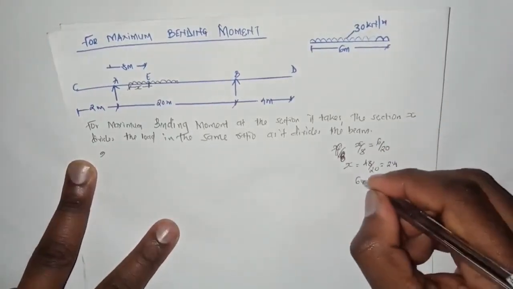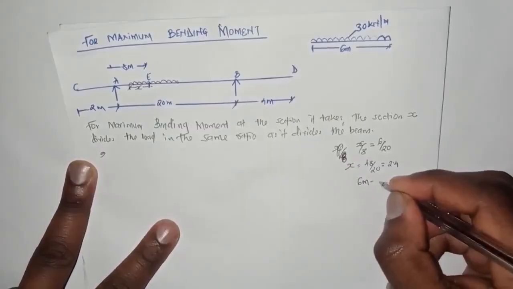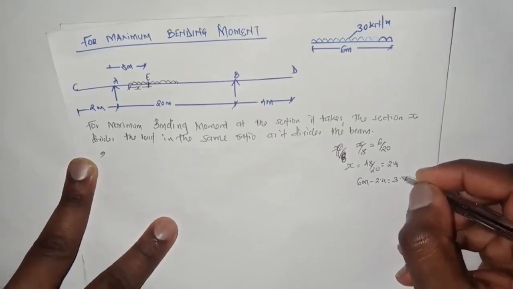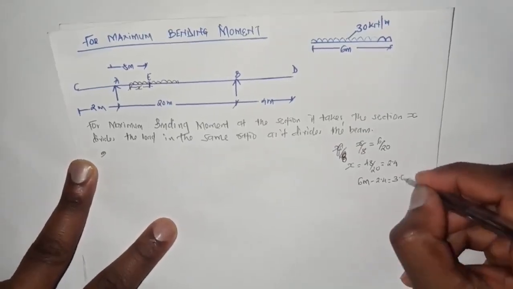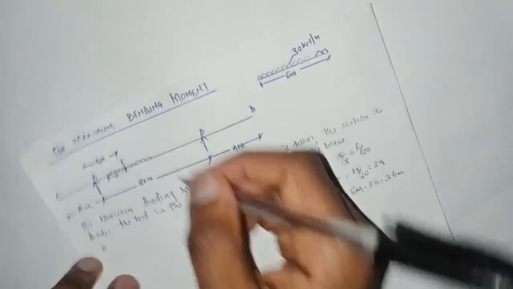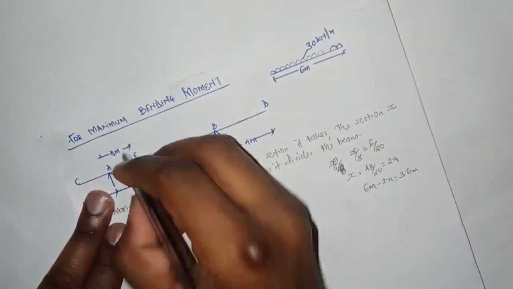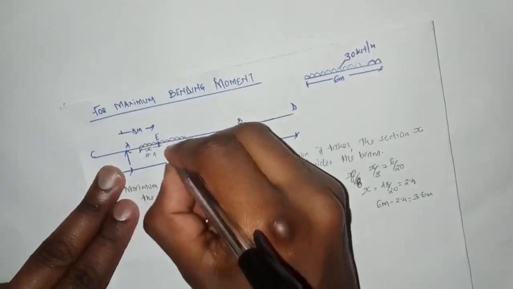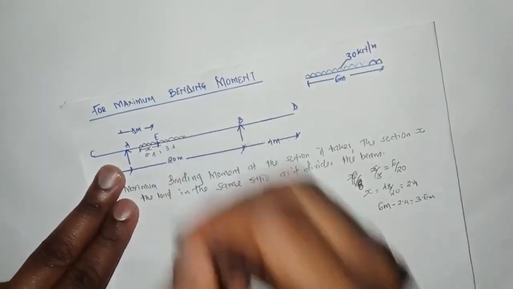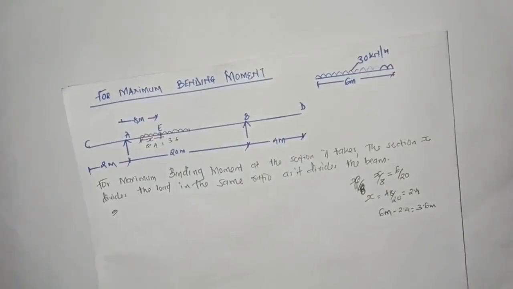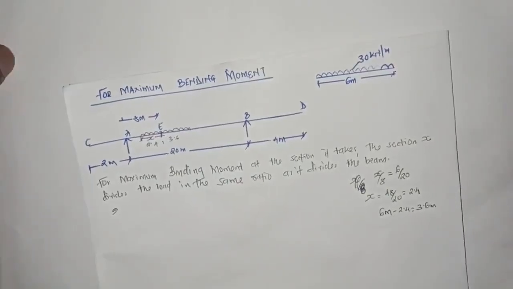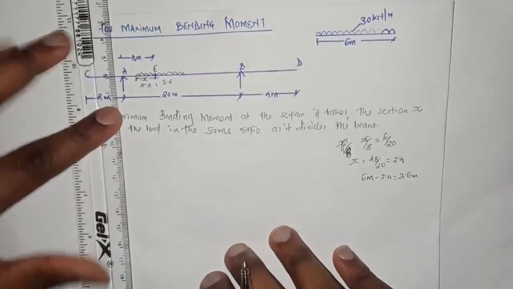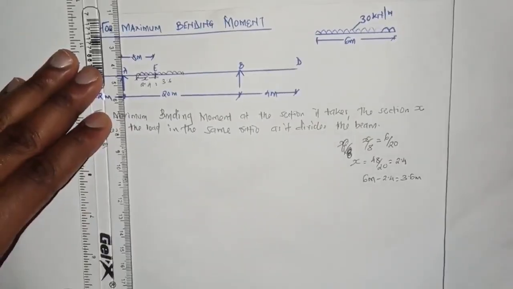Therefore, when we subtract 2.4, the other will be 3.6, sorry. Here to here it is 2.4 and 3.6. And we should draw our influence line diagram for this.